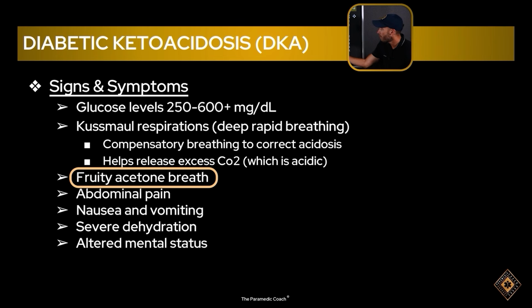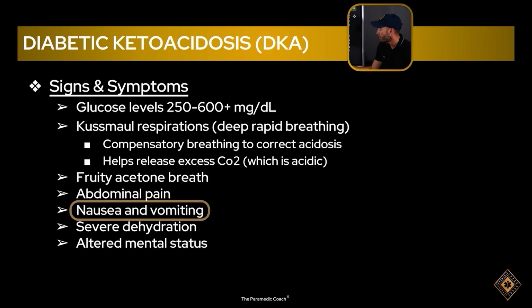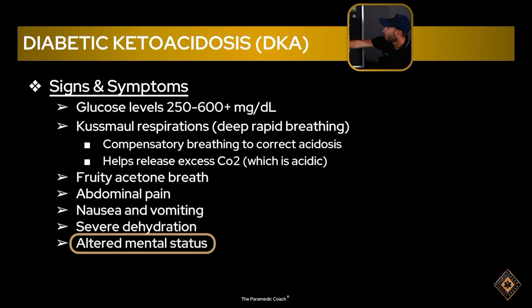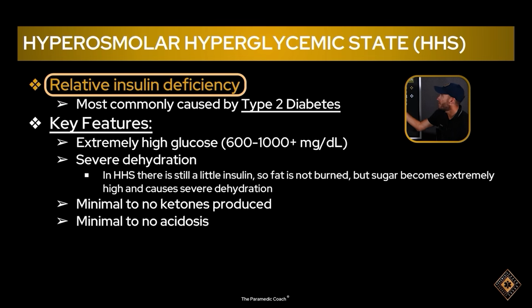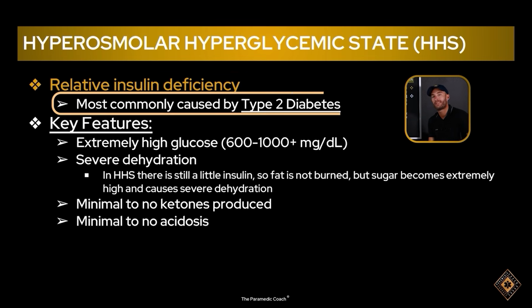And that fruity odor in their breath, abdominal pain, nausea, vomiting, severe dehydration, and they're probably confused, altered mental status if they're calling 911. Now, the difference when we talk about HHS: it is not an absolute, it's a relative insulin deficiency, most common in type 2 diabetics.